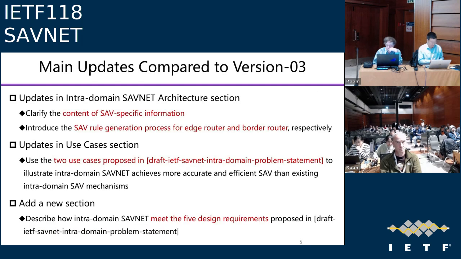Here shows the main updates compared to version 03. Specifically, in the intra-domain SAVNET architecture section, the latest version clarifies the content of SAV-specific information and introduces the SAV rule generation process for edge routers and border routers, respectively. And in the use cases section, the latest version uses the 2 use cases proposed in the draft of intra-domain problem statement to illustrate that intra-domain SAVNET can achieve more accurate SAV and support automatic update. Finally, it adds a new section to describe how intra-domain SAVNET can meet the 5 requirements.